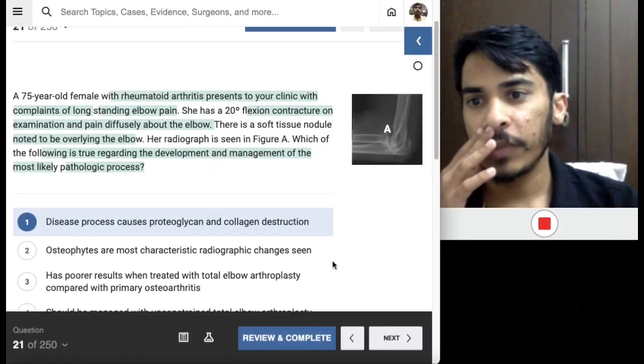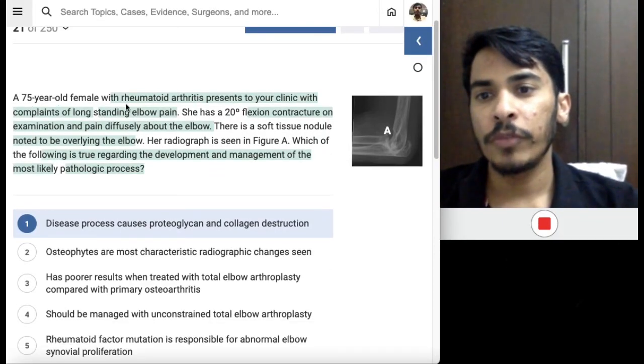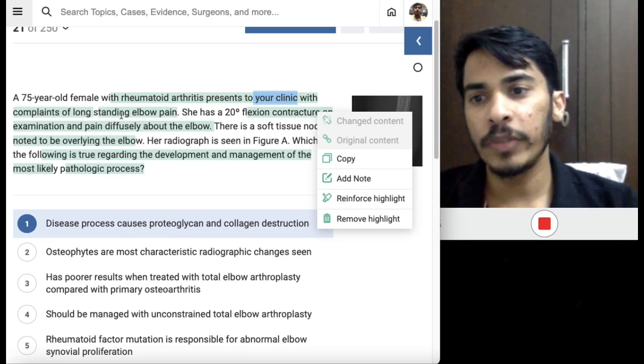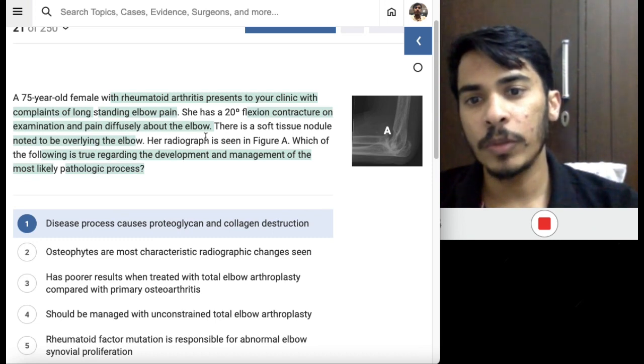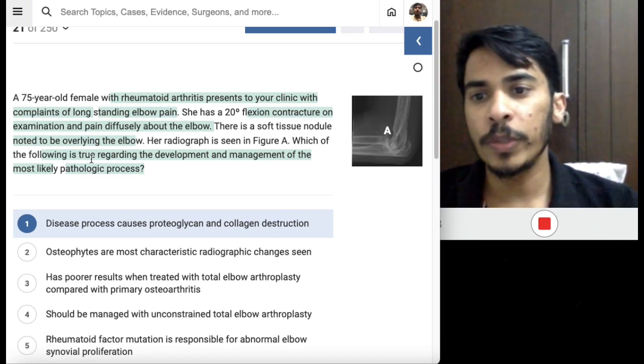To the 21st question. A 75-year-old female with rheumatoid arthritis presents to your clinic with complaints of long-standing elbow pain. She has a 20-degree flexion contracture. On examination, there is pain diffusely about the elbow. There is a soft tissue nodule noted overlying the elbow.